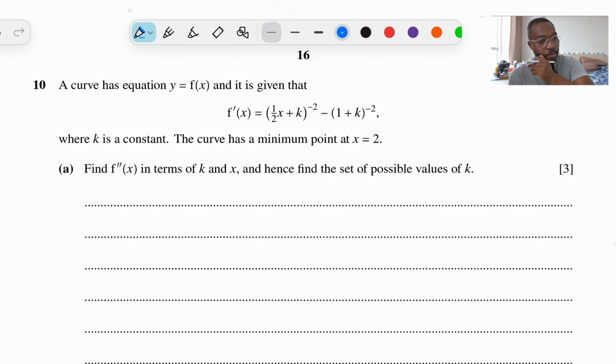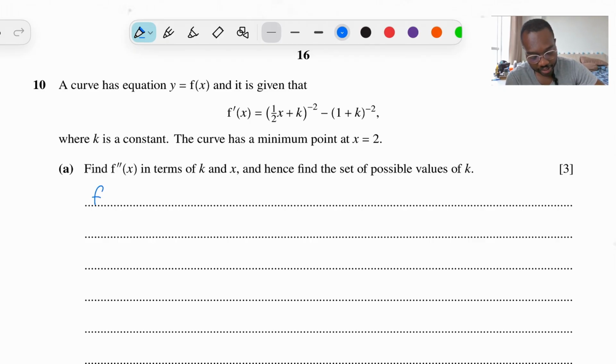The curve has a minimum point at x equals 2. Find f double dash x in terms of k and x, and hence find the possible values of k. Okay, so why is this significant? How can we work this out? First, let's work out f double dash x.